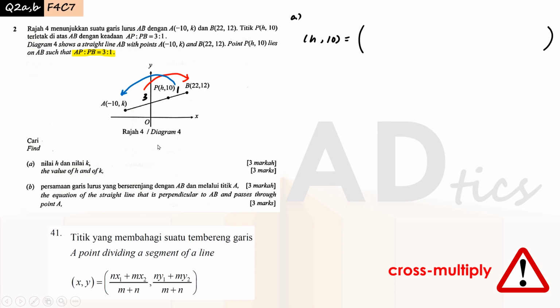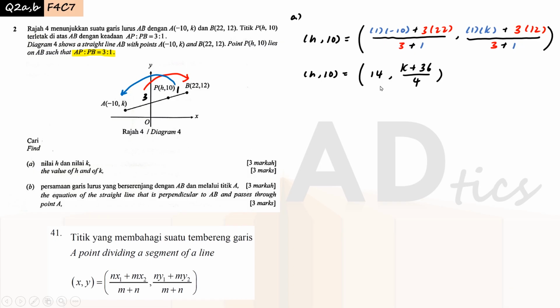Okay, so here for the n, I will usually take the ratio on the right side, which is the 1. So 1 multiplied with -10 first, then I multiply 3 with 22, add them up together, and I divide with the addition of the two ratios, 3 plus 1. And for the y coordinates, same thing as well, it's just that I need to substitute the y coordinates here, which are k and 12. Then I simplify and I compare left side with left side, right side with right side, and then I can find the values of h and k, which are 14 and 4 respectively.